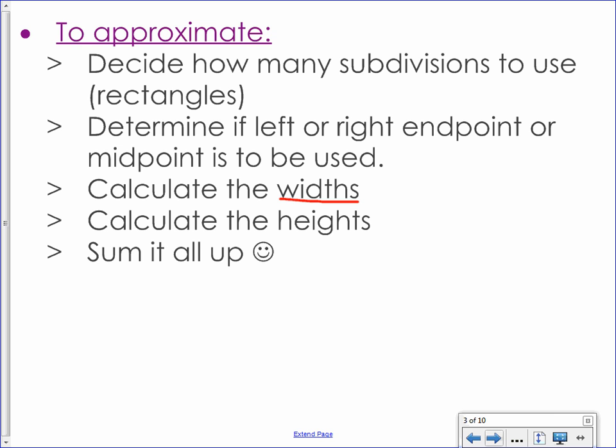So we're going to be given an interval. That's the only way we're going to be able to find an area, if we know what interval we're talking about. So we're going to take how long our interval is and we'll divide it by how many rectangles we want. The heights of our rectangles is going to depend on what? The left, right, or midpoint is what's going to affect the heights of our rectangles. After we get each of our rectangles, then we can add them all. Sounds pretty easy, right?